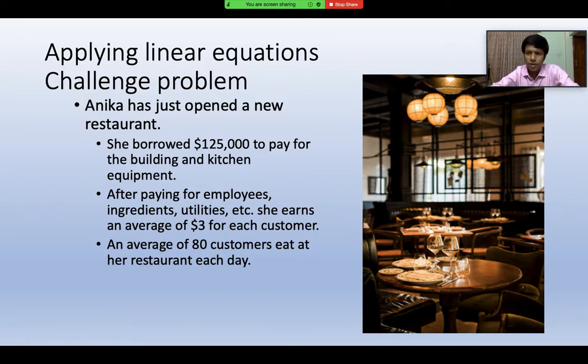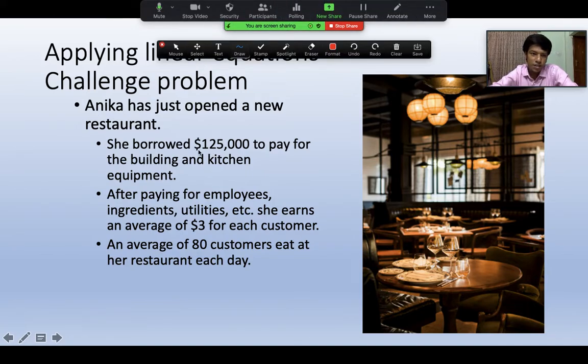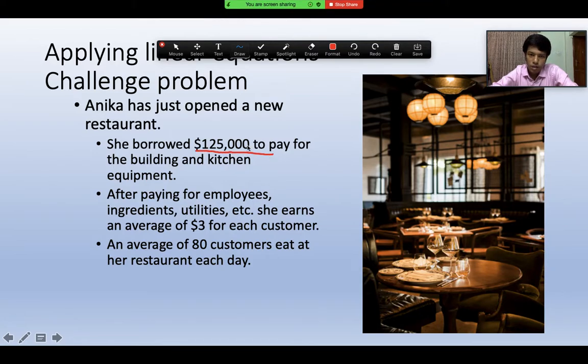So this math, we can do it in two different ways. In various ways we can try to solve this. This is the money that Anika borrowed, $125,000 for building and kitchen equipment for her restaurant. She earns an average of $3 per customer, and 80 customers come to her restaurant each day. That means in one day 80 customers come, and for one customer she gets an average of $3 profit.